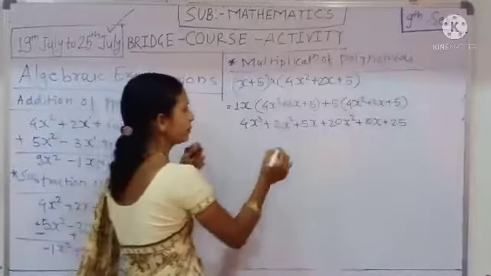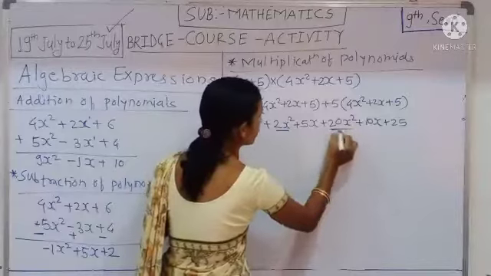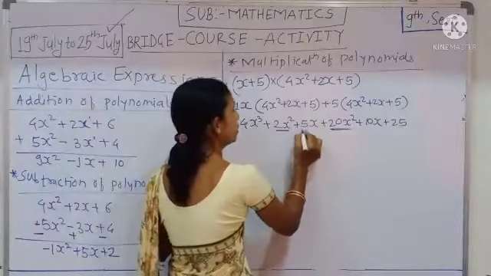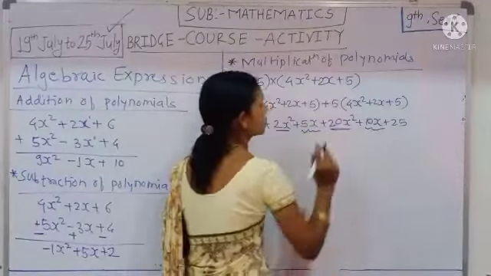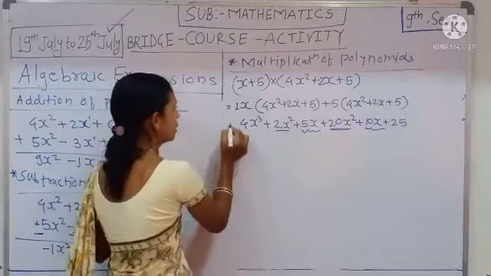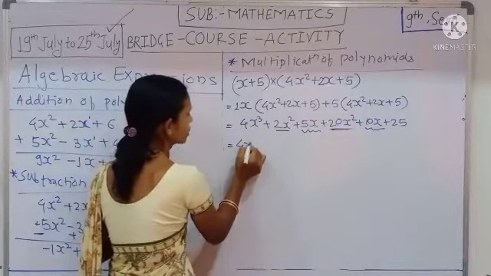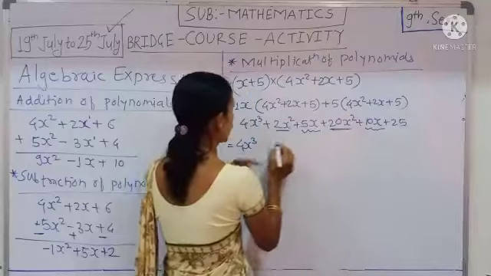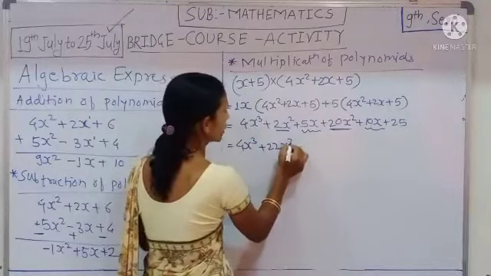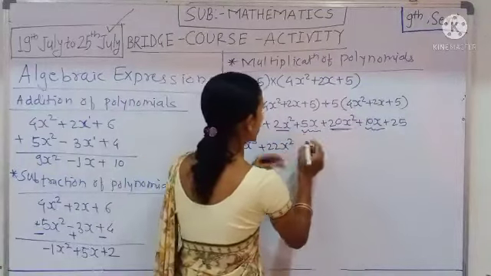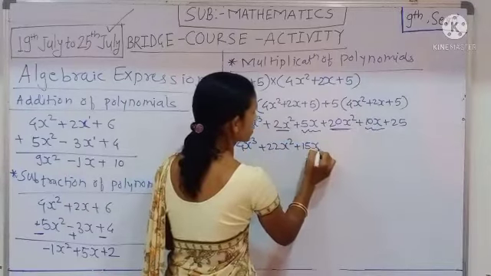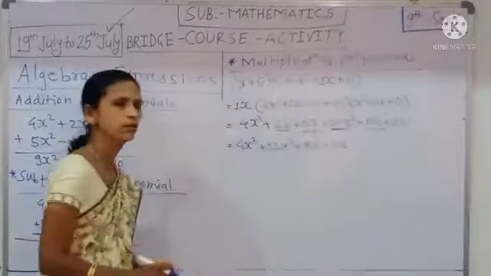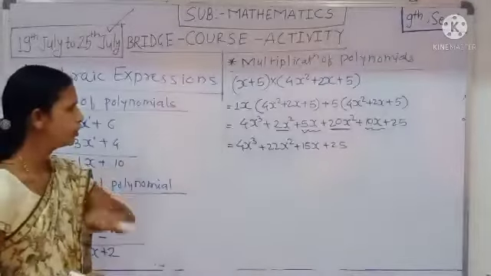Then see here, there are a few like terms. We can do the addition of only like terms. Here, 5x and 10x are like terms. Therefore, here 4x cube plus 2x square plus 20x square, that is 22x square. 5x plus 10x, that is 15x plus 25. That is the multiplication of polynomials.